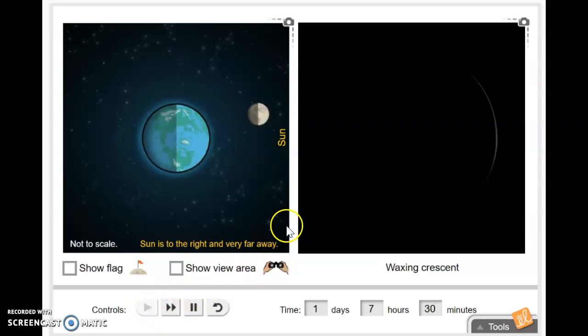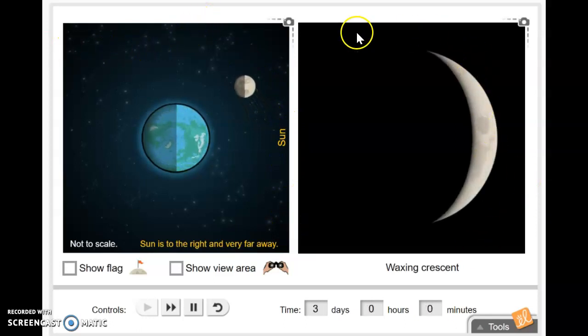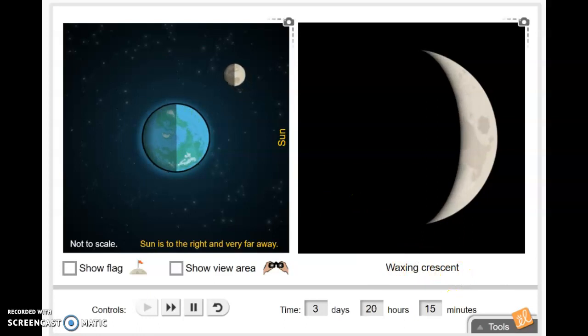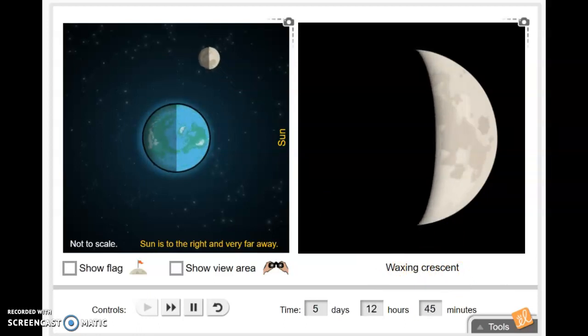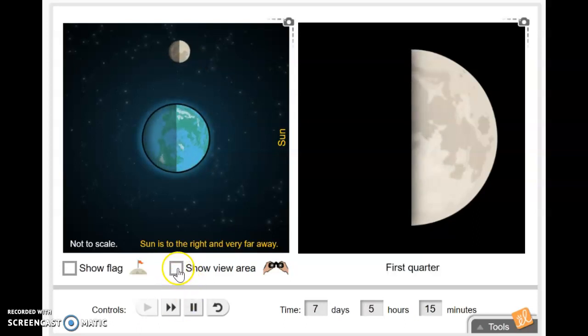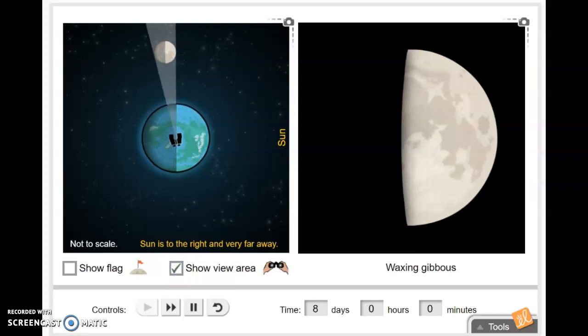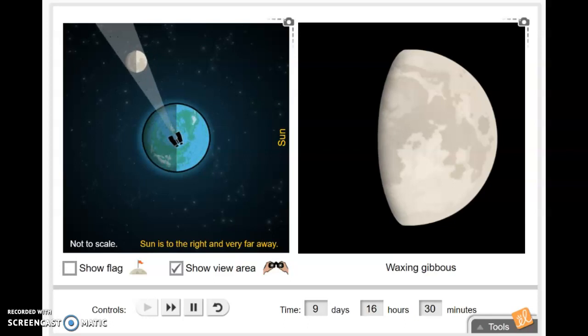Okay, and as the moon goes around Earth, notice what the moon looks like on the right side of the Gizmo, which is over here. This shows what an observer on the North Pole would see. We're going to turn on Show Area View to see which part of the moon is visible from Earth.